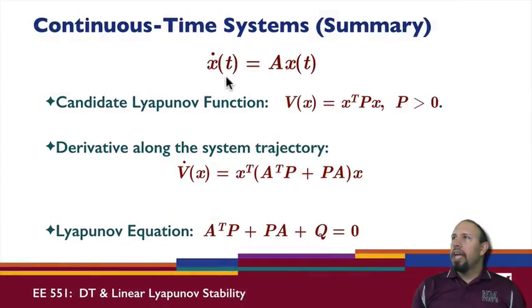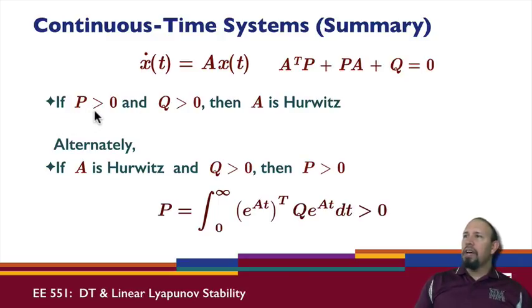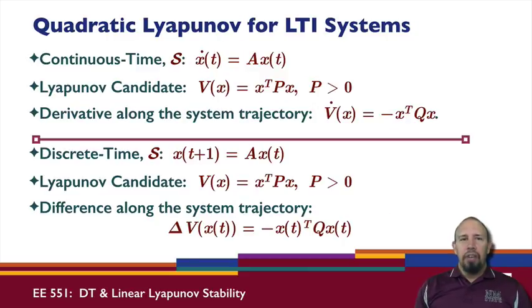So by way of summary, x dot is equal to Ax. Here is my quadratic Lyapunov candidate function. I get this derivative along the system trajectory, which leads to this Lyapunov equation. So with this Lyapunov equation, if P is positive definite and Q is positive definite, then A must be Hurwitz. Alternately, if A is Hurwitz and Q is positive definite, then P is positive definite, and in fact, P can be expressed this way.